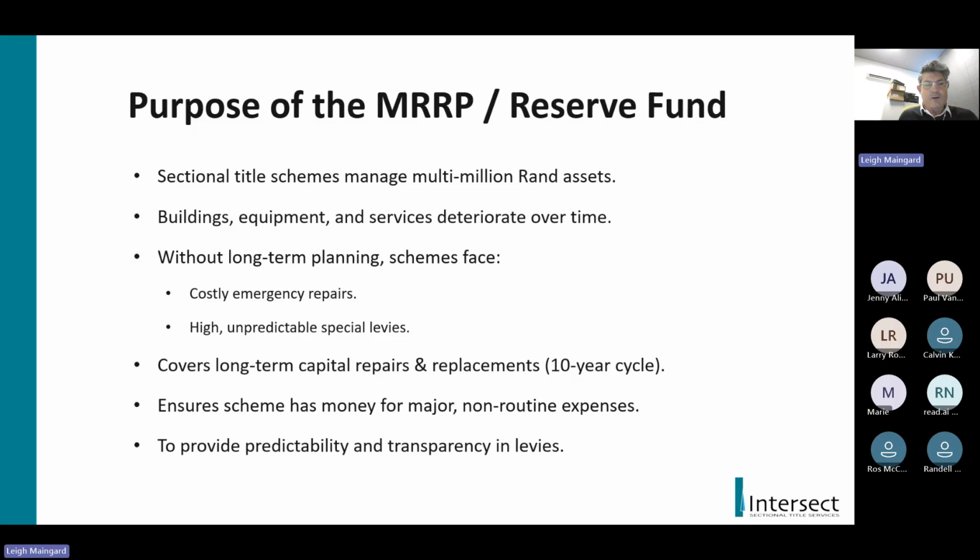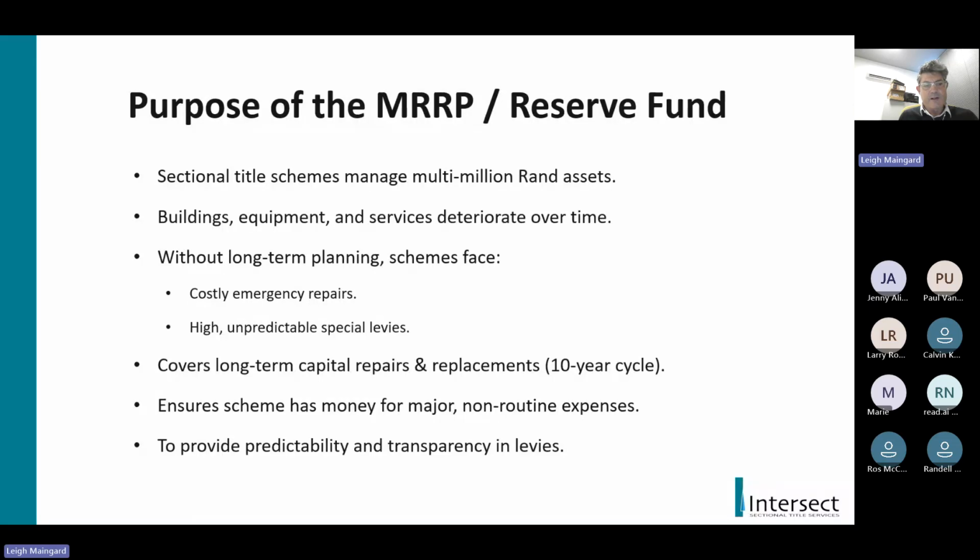So the plan covers long-term capital repairs and replacements over a 10-year cycle. It ensures that the scheme has sufficient money for major non-routine expenses. For instance, replacing a lift, but it's maybe debatable if it's routine to replace a lift every 20 years or maybe every 30 years. But at least if you know that the lift has to be replaced, then over time you can save the money to make sure that you've got the money when the lift has to be replaced.